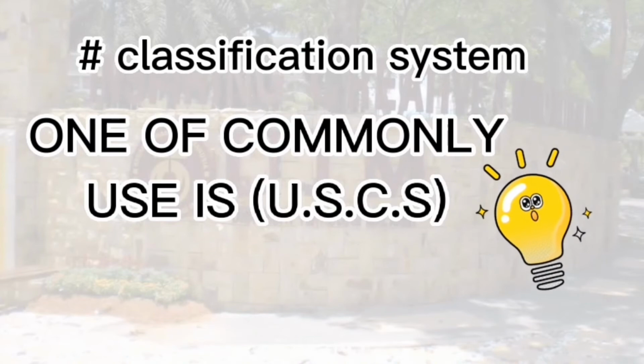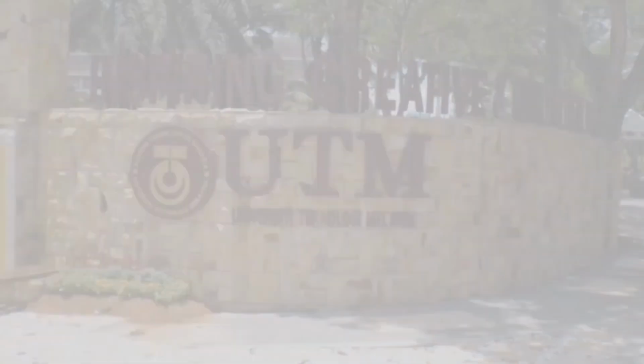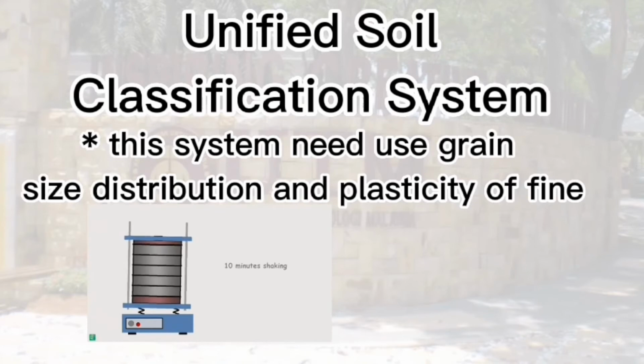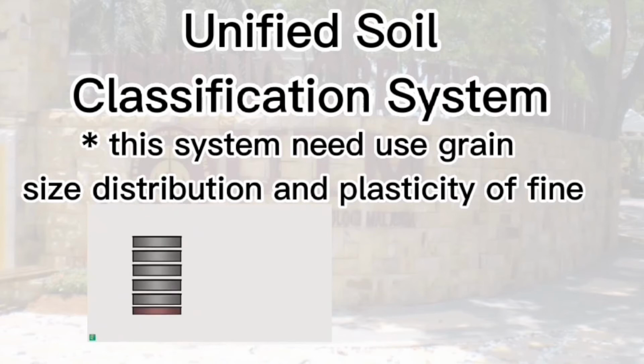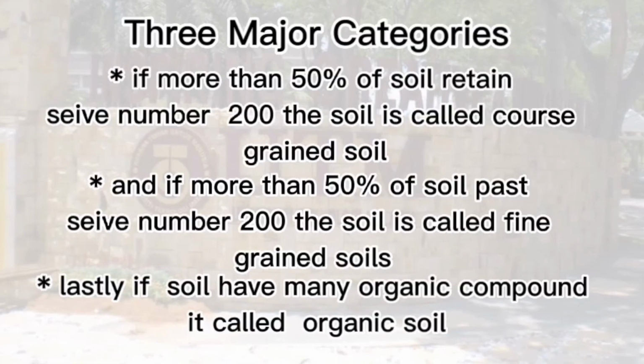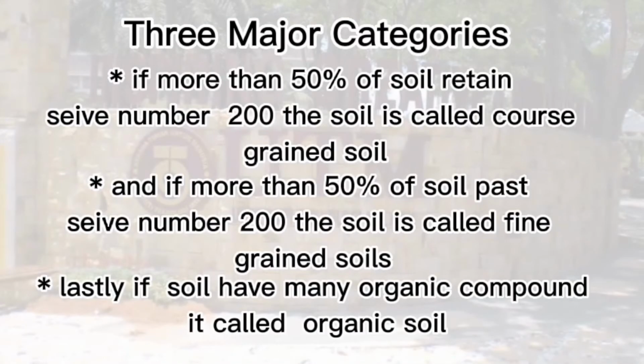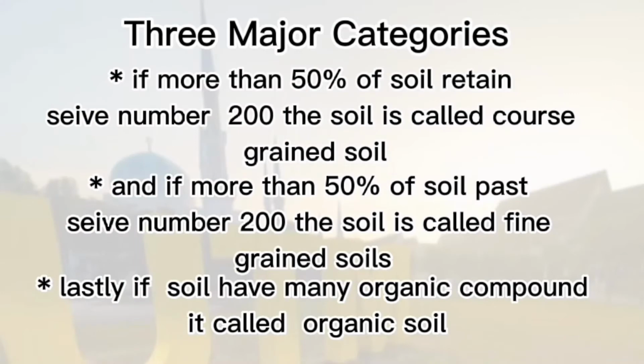Classification system. One of the commonly used is USCS, the Unified Soil Classification System. This system uses grain size distribution and plasticity of fines. There are 3 major categories. If more than 50% of soil is retained on sieve number 200, the soil is called coarse-grained soil. If more than 50% of soil passes sieve number 200, the soil is called fine-grained soil. Lastly, if soil has many organic compounds, it is called organic soil.